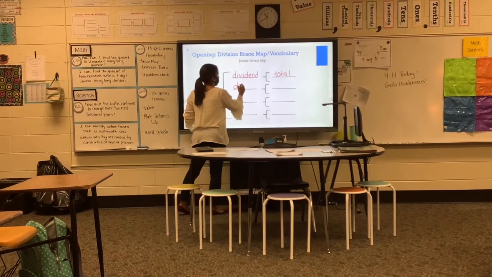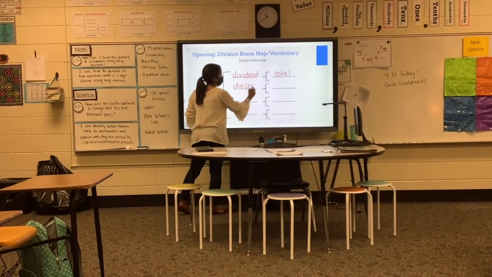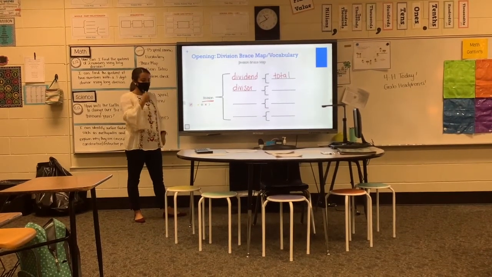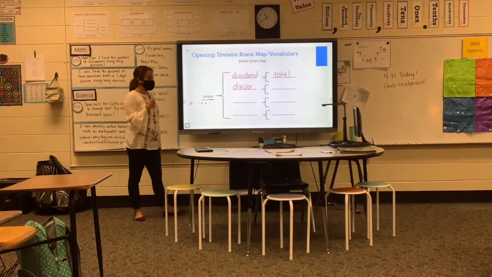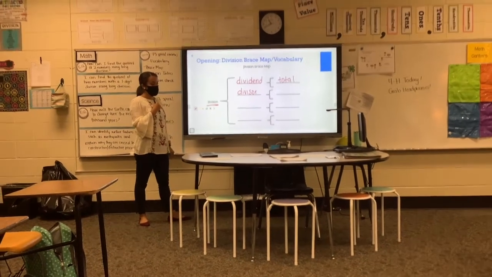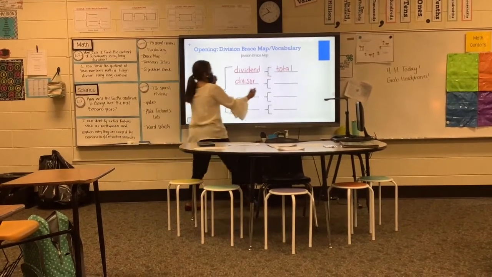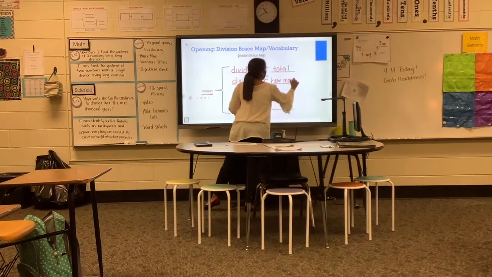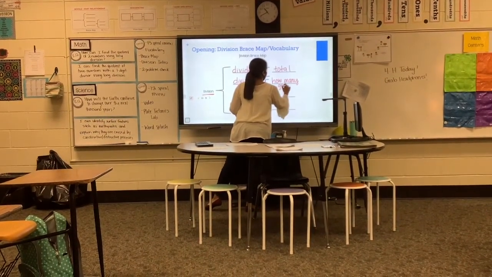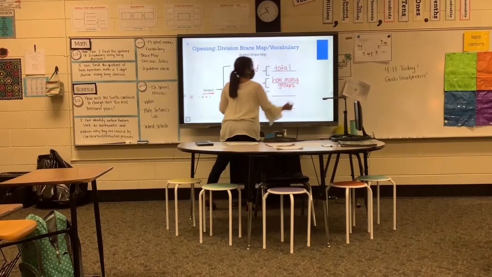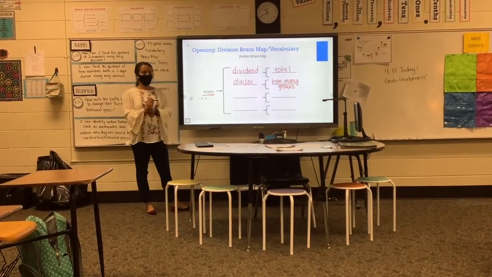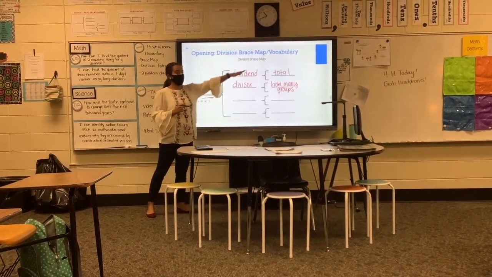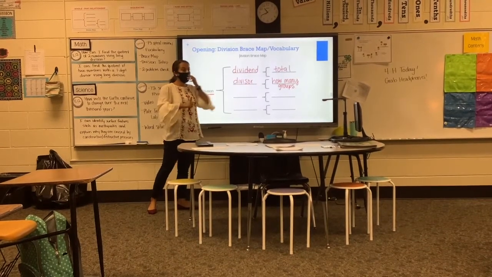Divisor. The divisor is what we're dividing the total by. So our divisor is how many groups. These two go hand in hand. Your dividend is your total. Your divisor is how many groups.